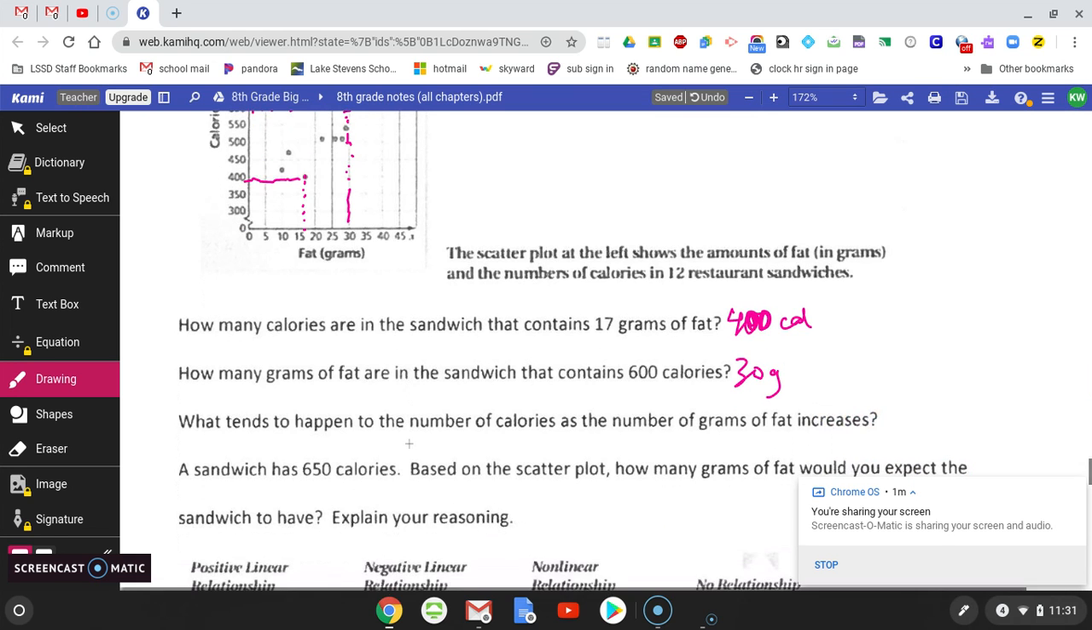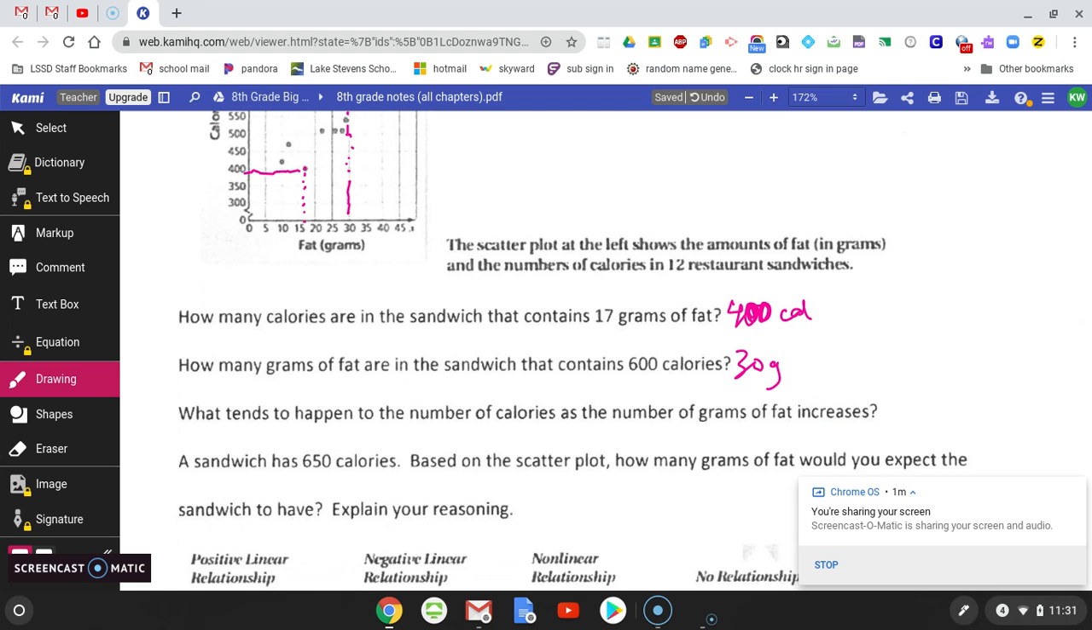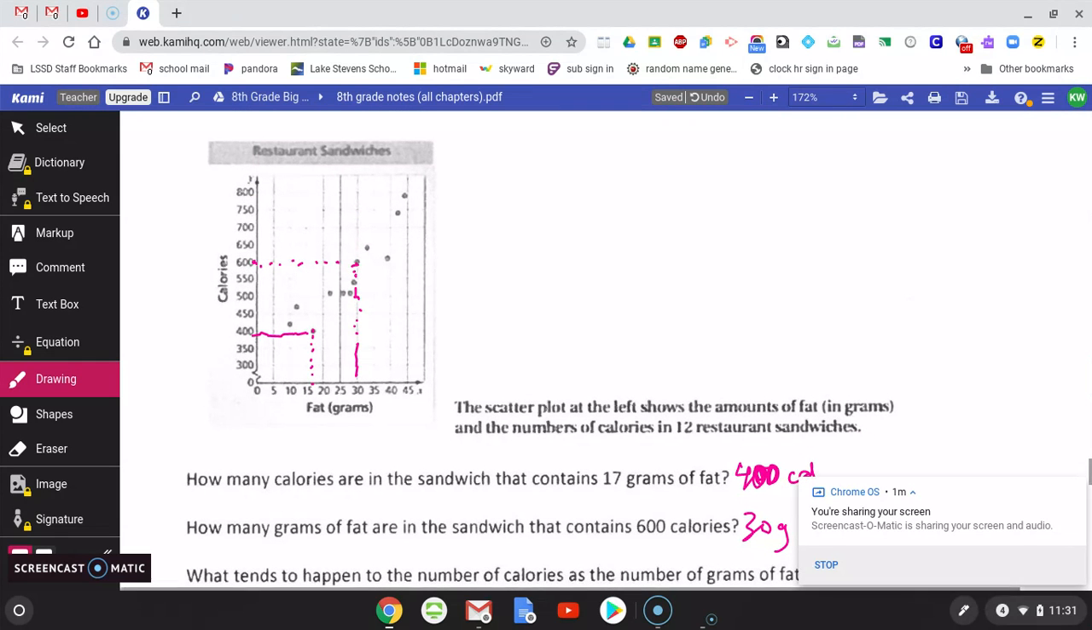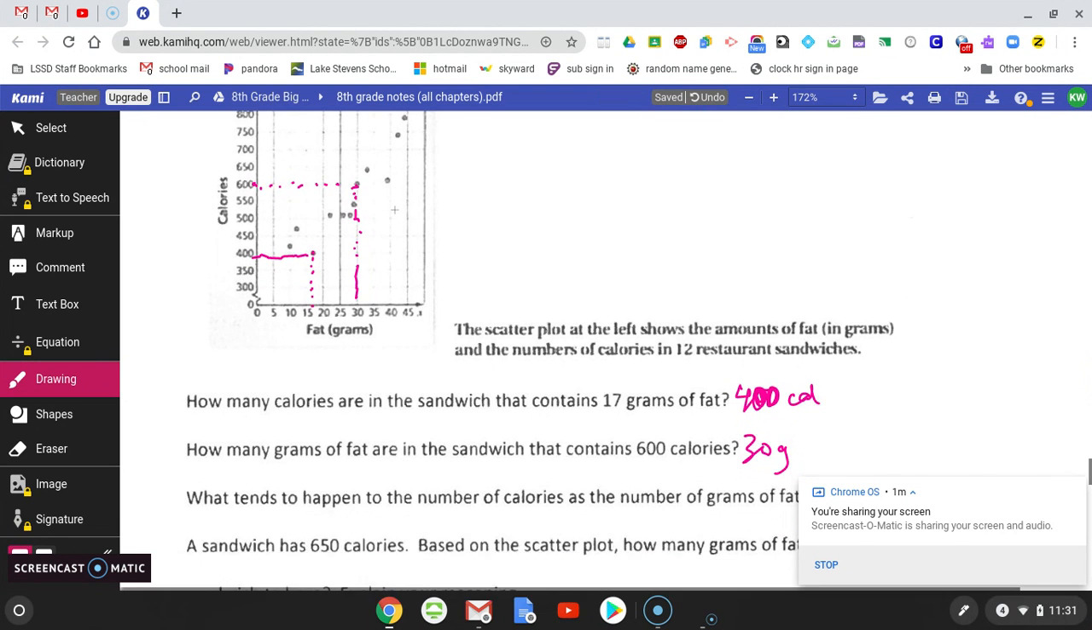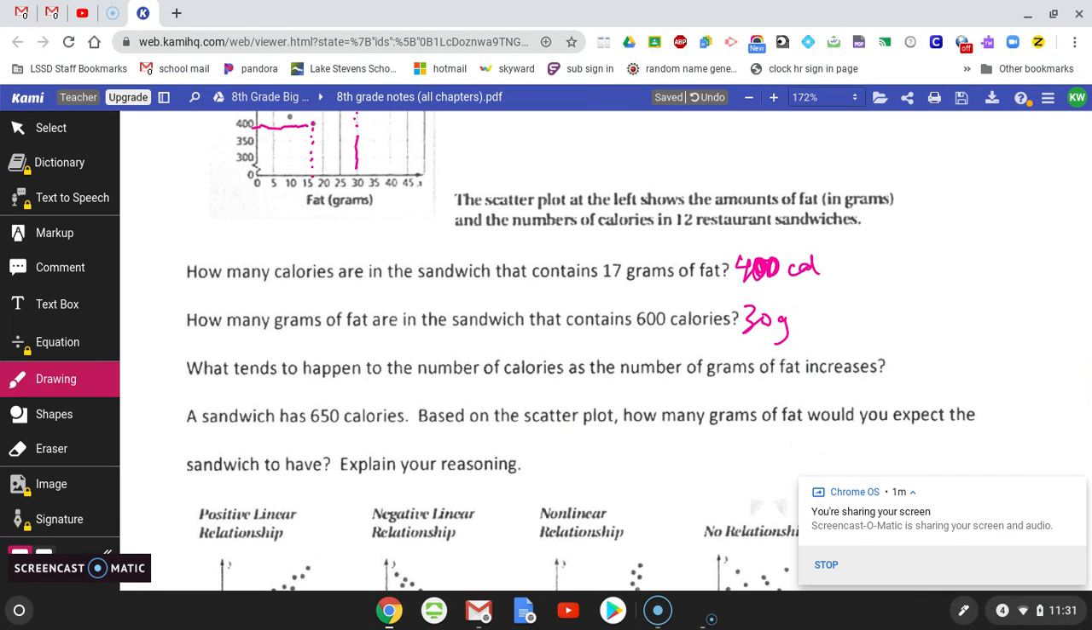So what tends to happen to the number of calories as the number of grams of fat increases? As the number of grams goes up, what's happening? Well, the calories are also going up. So as fat content increases, calories also increase.